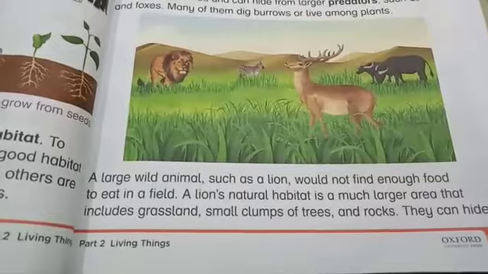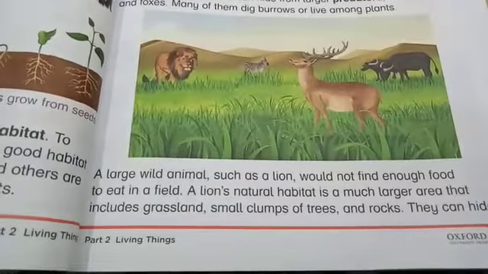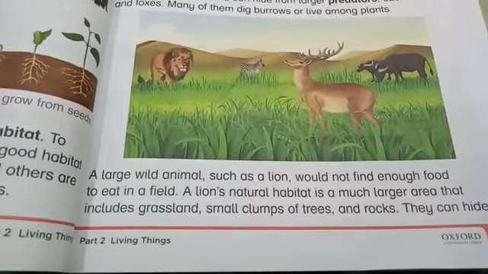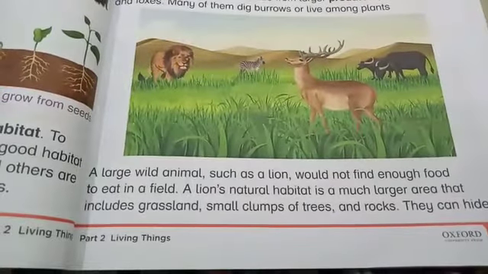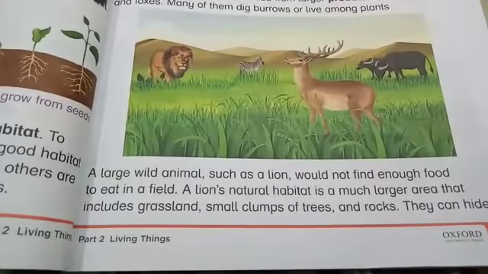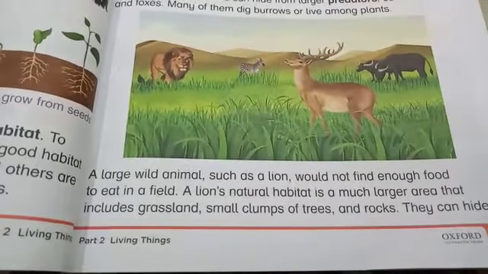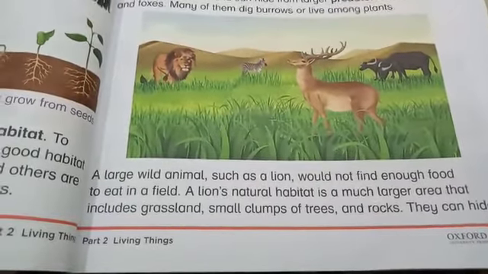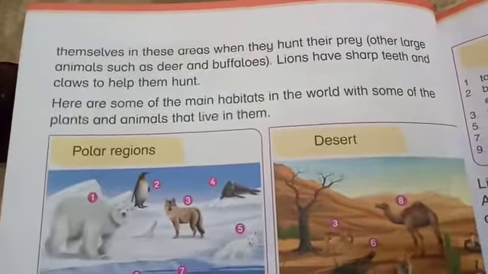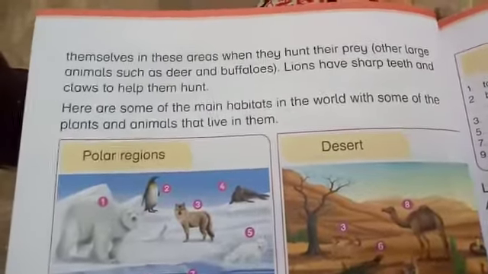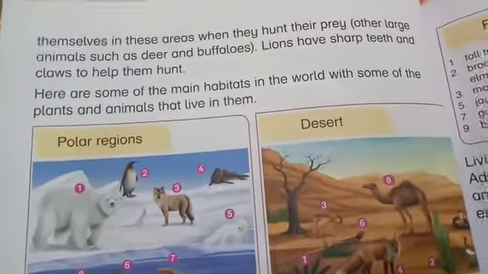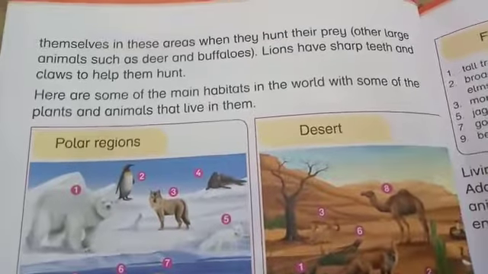Large animals like lions need enough food that is not provided in fields, so they live in large habitats that include grassland, clumps and trees, so they can hide themselves to capture or hunt their prey, like other animals, deer and buffaloes. Lions have sharp teeth and claws that are adaptations that make them suitable to live in that habitat.